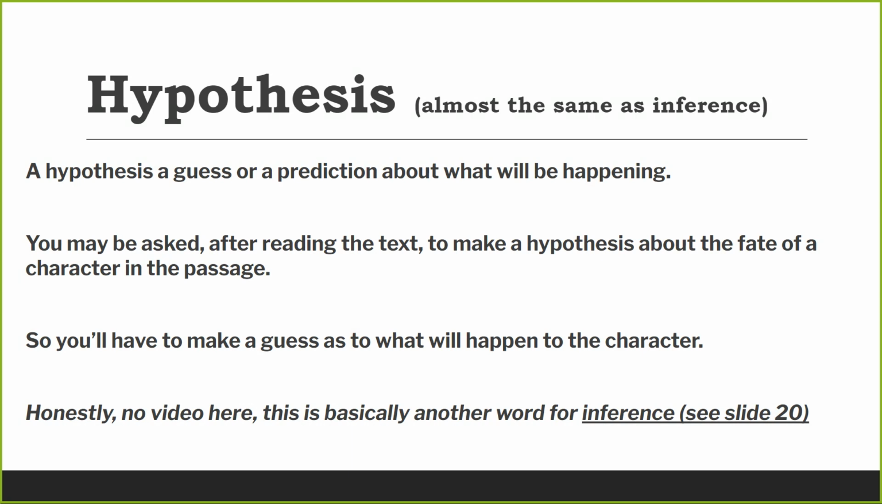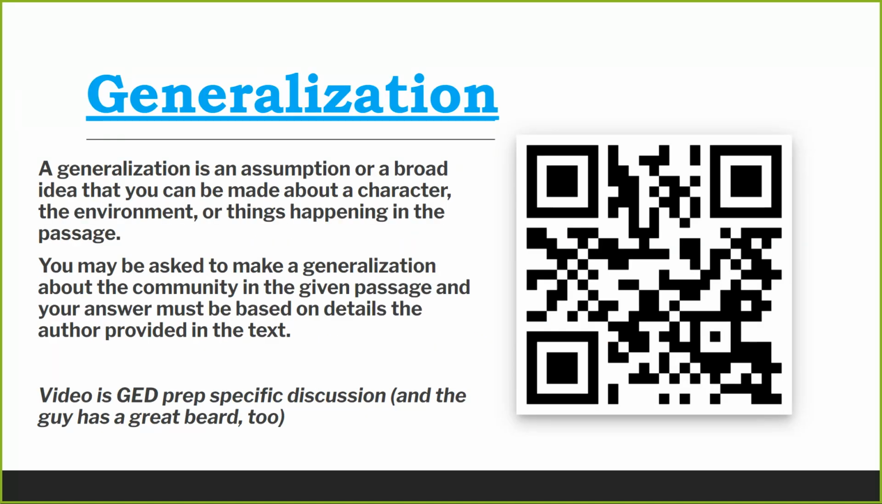But I don't have any other tools here. The next skill that you're going to need while taking the reading test is the ability to produce and recognize generalizations. A generalization is an assumption or a broad idea that can be made about a character, the environment, or things happening in the passage.